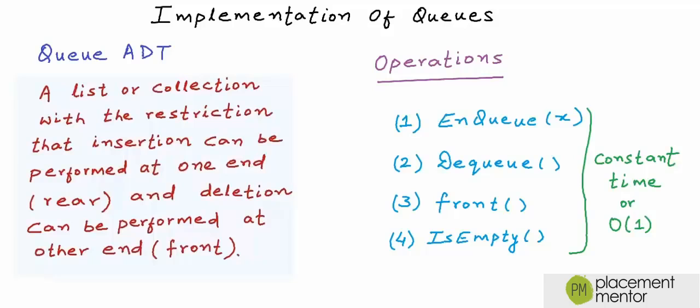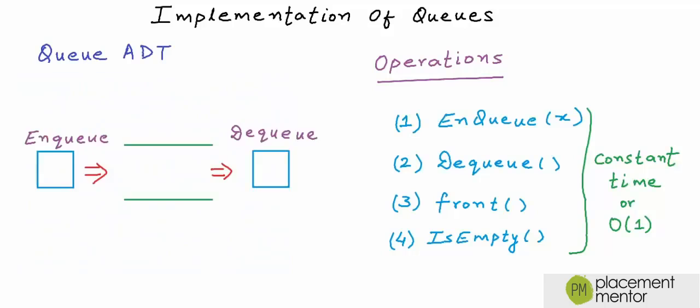I will do a quick recap of what we have discussed so far. A queue is a list or collection with this restriction, this constraint, that insertion can be performed at one end, that we call the rear of queue or tail of queue, and deletion can be performed at the other end, that we call the front of queue or the head of queue. An insertion in queue is called enqueue operation. A deletion is called dequeue operation.